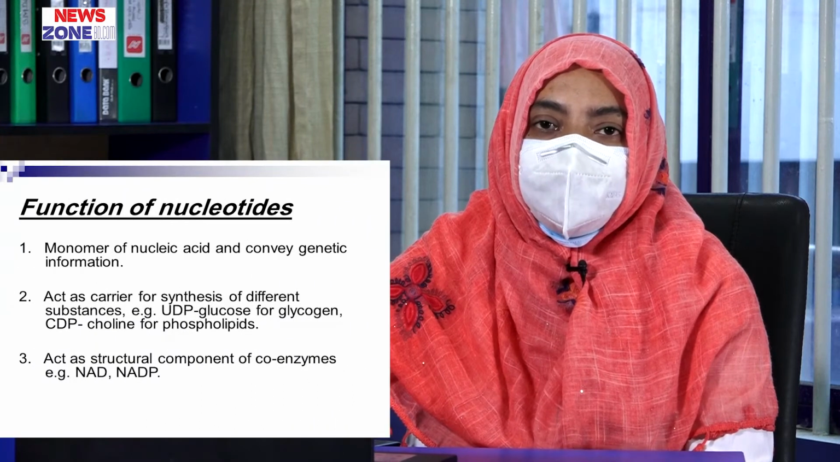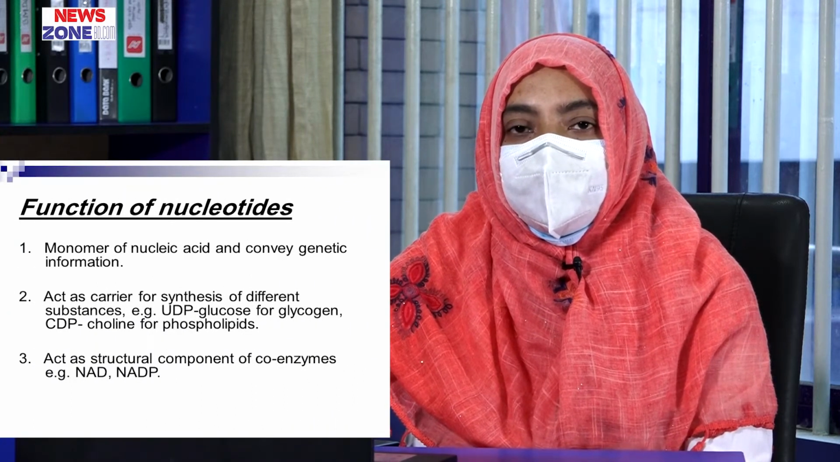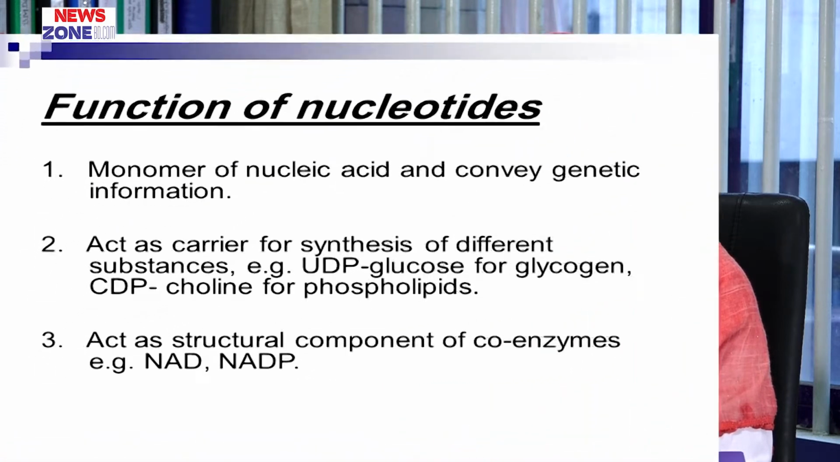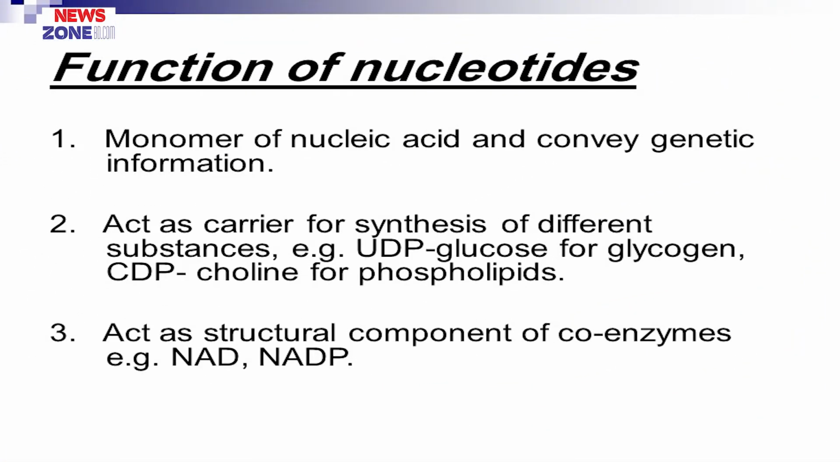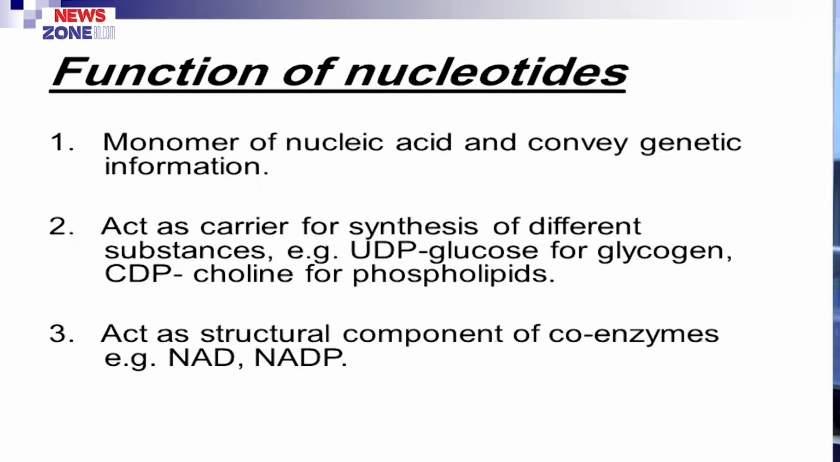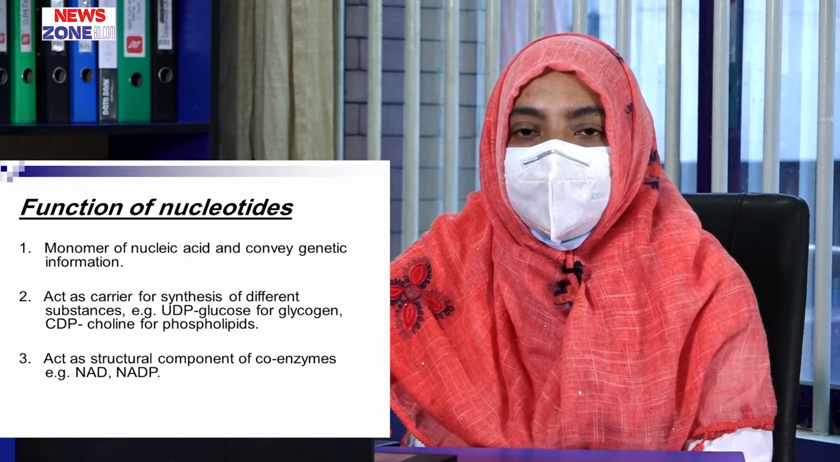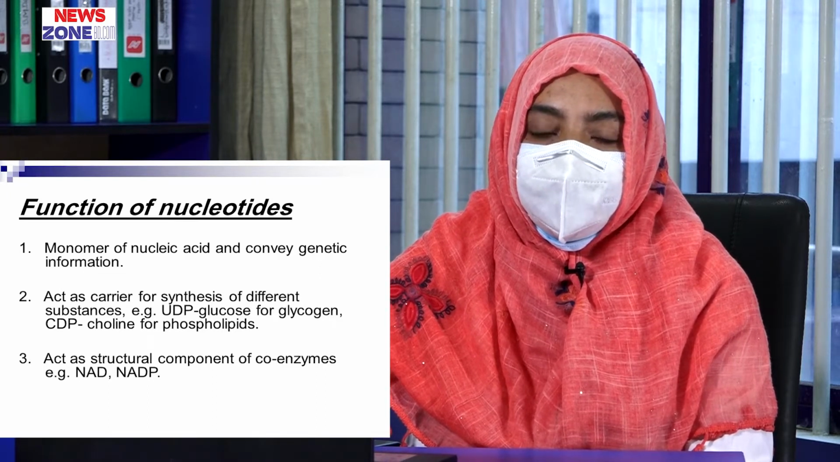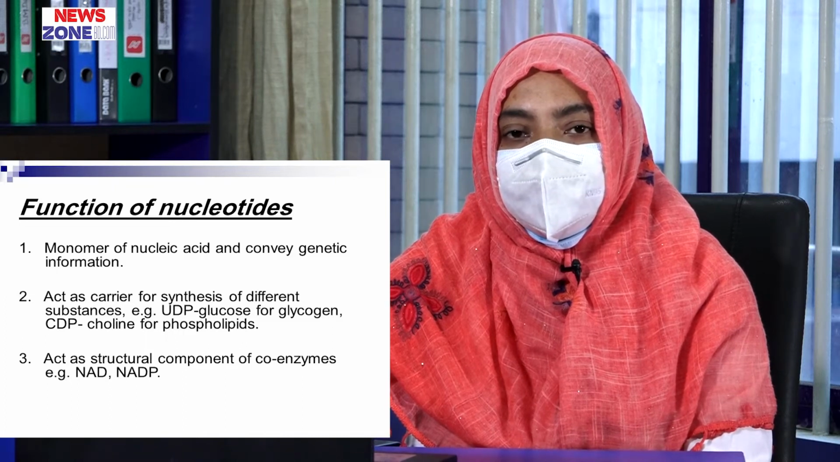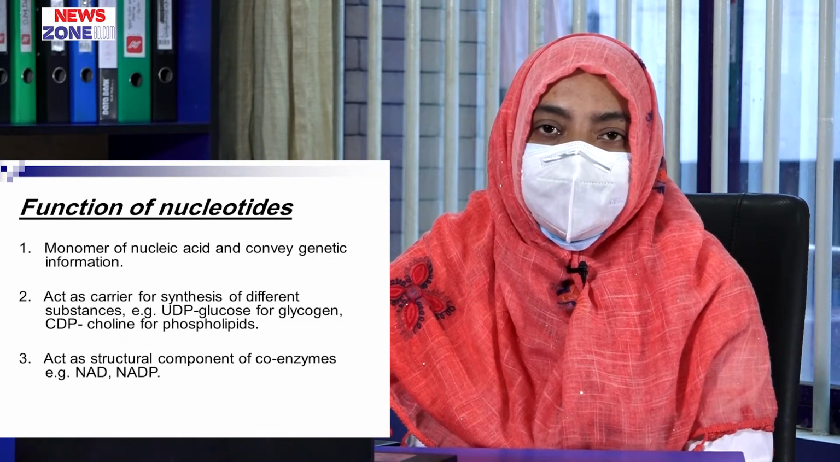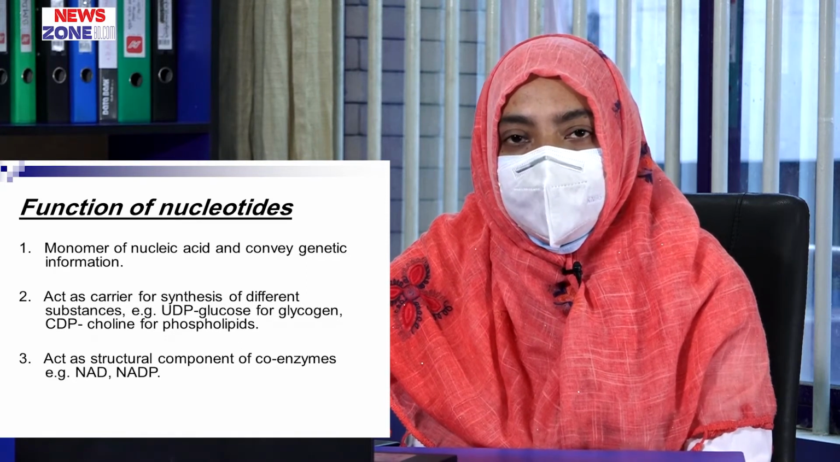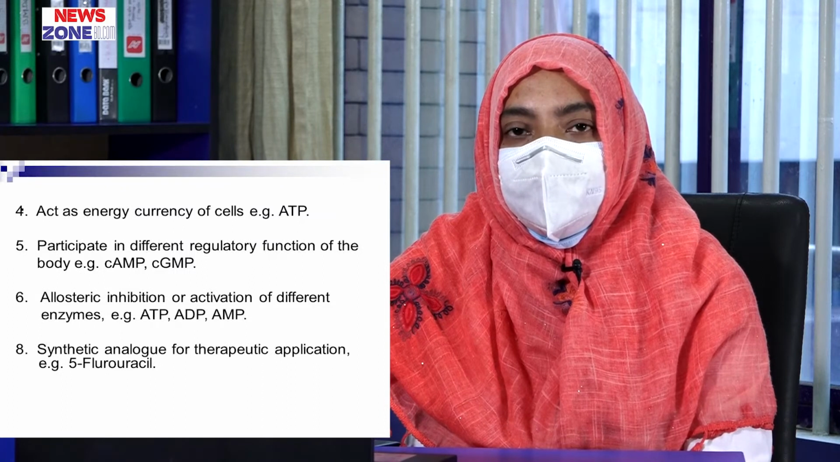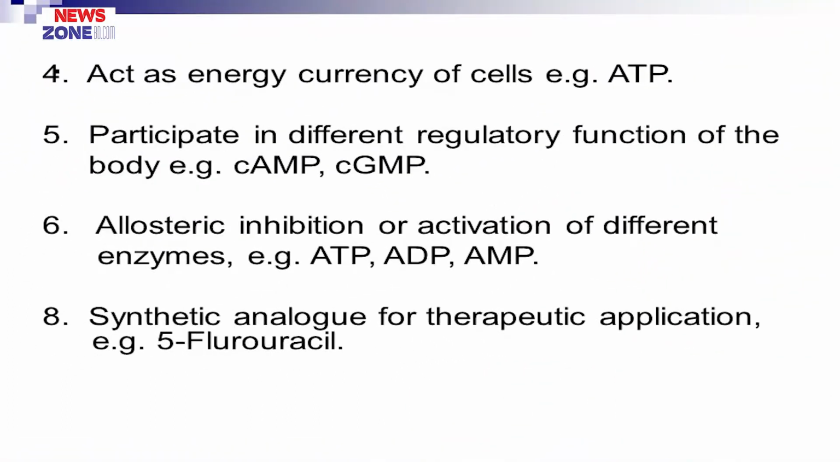Now come the functions of nucleotides. As nucleotides are the monomer of nucleic acid, they are concerned with transmission of genetic information. Nucleotides are also the carrier of different substances like UDP glucose for glycogen, CDP choline for phospholipid. Nucleotides act as a structural component of coenzymes like NAD, NADP. The nucleotides also act as the energy currency of the cell like adenosine triphosphate, adenosine diphosphate, etc.